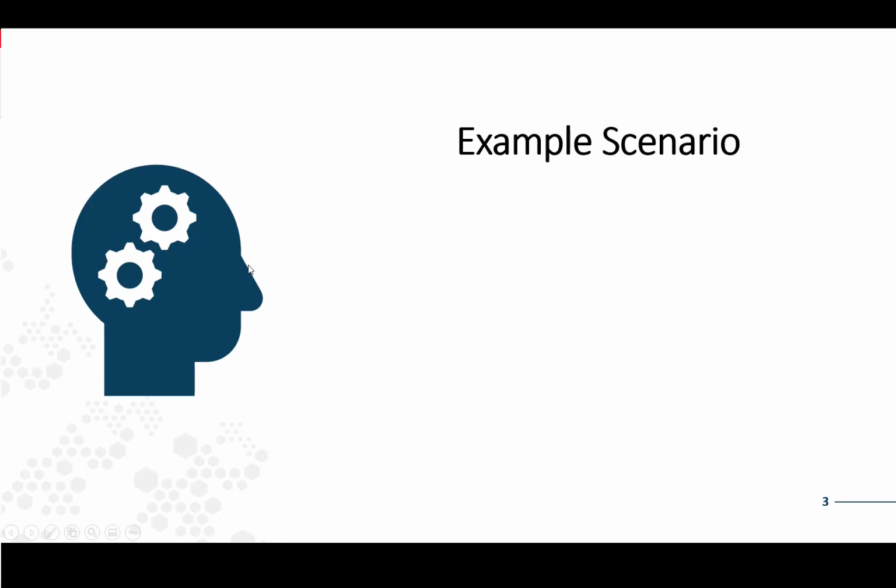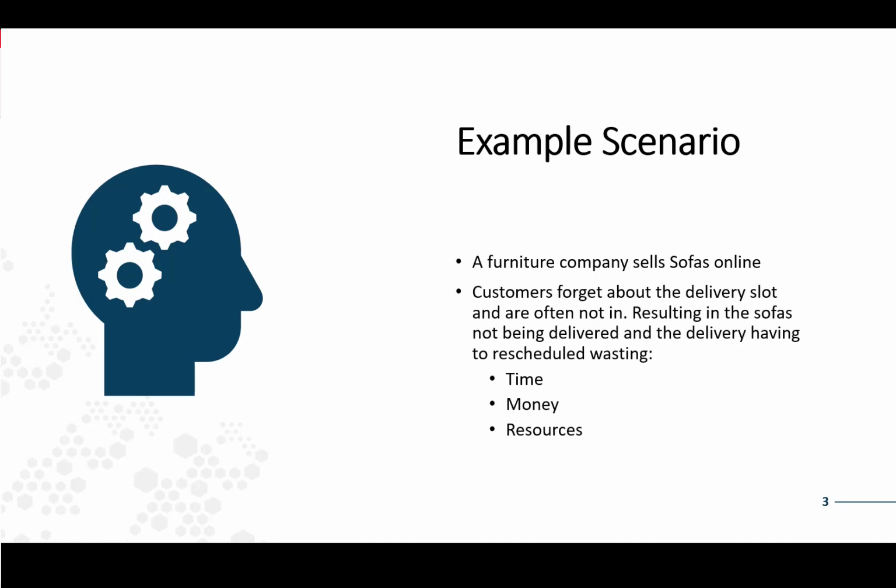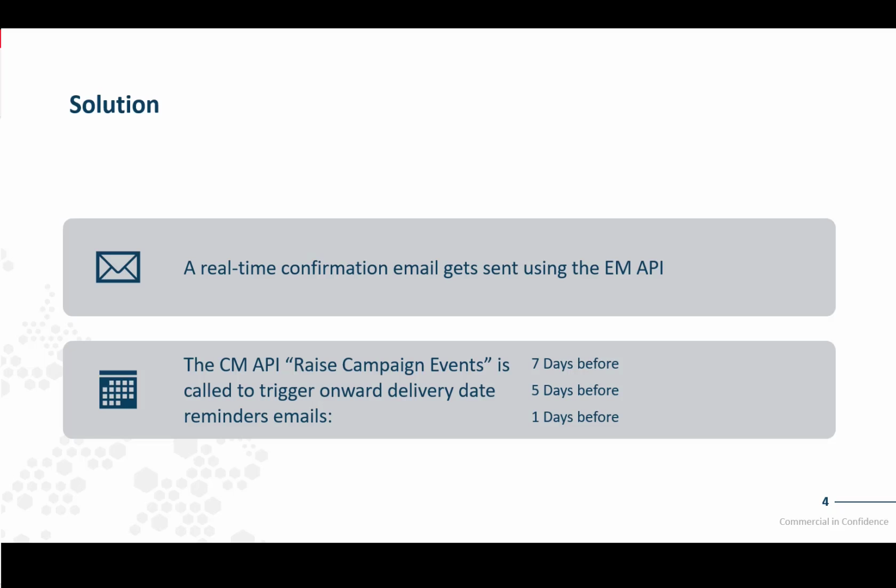So an example scenario. A furniture company sells sofas online. Customers forget about their delivery slots and are often not in, resulting in the sofas not being delivered and the delivery having to be rescheduled, wasting time, money and resource.